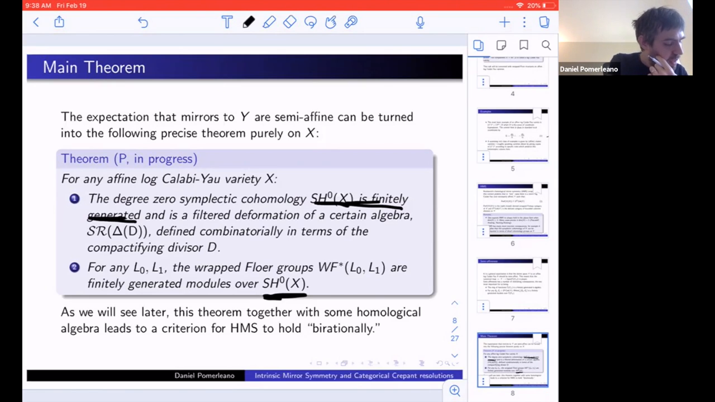As we're going to see later, the main reason that I was interested in this is that if you combine this with some homological algebra that I hope to be able to talk about, but I'm not sure if I'll get there, this actually leads to a criterion for HMS to hold in a birational sense. That's a very checkable criterion. So while we don't prove mirror symmetry, it leads to a sense in which mirror symmetry holds birationally. I'll try to explain that more later, but maybe I won't get there.